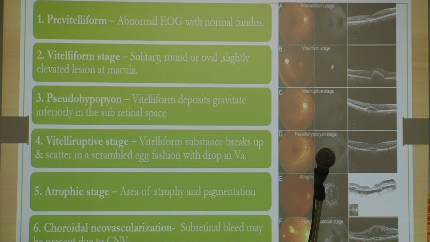The various stages of Best macular dystrophy: pre-vitelliform, where there is abnormal EOG with normal findings; vitelliform stage with solitary round or oval, slightly elevated lesions at the macula; pseudohypopyon stage, where the vitelliform deposits gravitate inferiorly in the subretinal space; vitelliruptive stage, where the vitelliform substance breaks up and scatters in a scrambled egg fashion, with substantial drop in visual acuity. Then comes the atrophic stage with areas of atrophy and pigmentation, and the last stage being choroidal neovascularization, where subretinal bleed may be present.